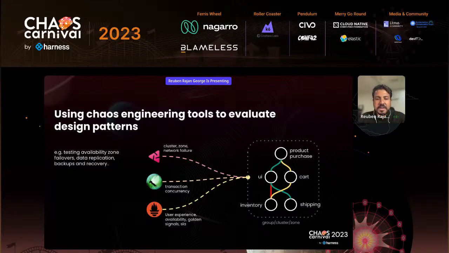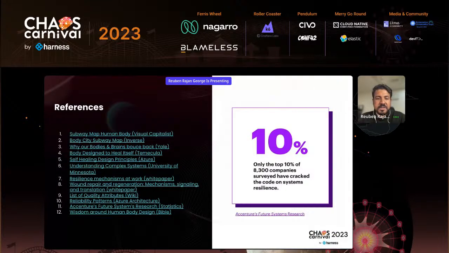And here are some of the references of the content that I used to build this presentation. And on the side is research that we did a few years ago on the state of resilience of various companies. Varied companies, and we see that around 10%. There's a long way to go, and we believe that we are positioned in a better place now with tools, frameworks, and platforms to take us ahead.